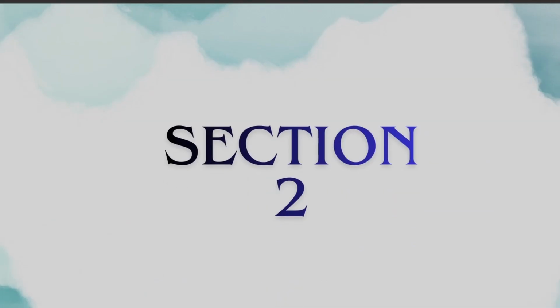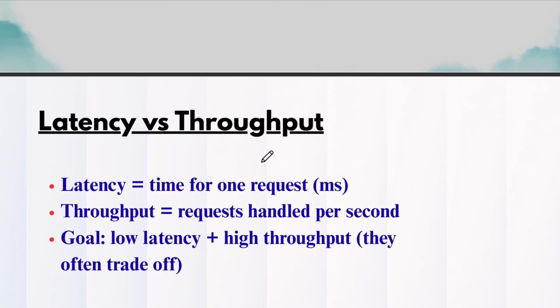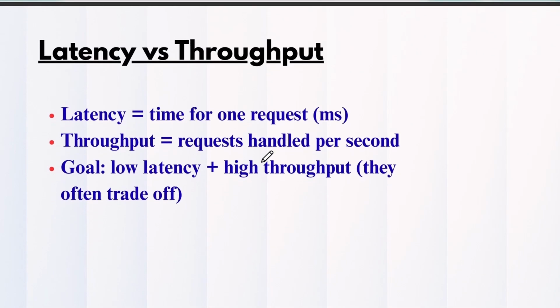If you go further, up to now we have understood what is meant by scaling, what is meant by horizontal scaling and what is meant by vertical scaling. Now in section 2 we need to understand, it's a very important point, what is meant by latency and throughput. Up to now I have discussed so many times and I have mentioned throughput and latency. So what are these throughput and latency?